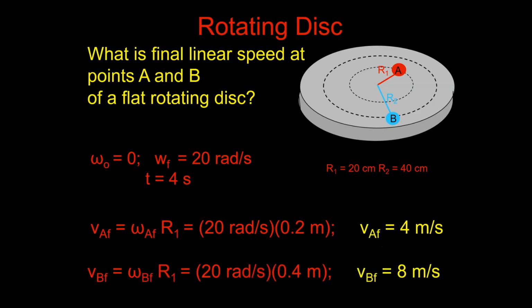Let's do the same for object B. So object B now will be omega times r2 essentially. Apologize for that little flub there. 20 times 0.4, which will give us 8 meters per second. So in both of these cases, both of these objects will have the same omega value. They'll have the same value of rotational velocity, of angular velocity of 20 radians per second. But if we look at their linear velocity, it will change based on their radius along this object.